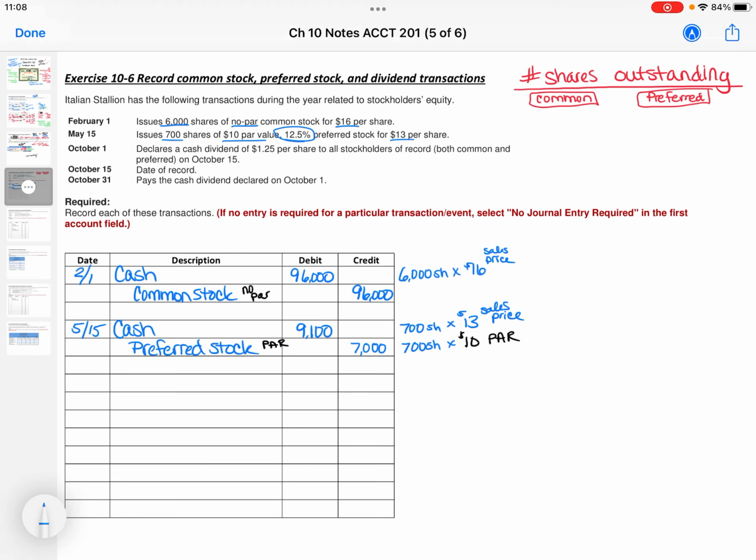Okay, so we're off, right? Our journal entry is not correct. That's because we've got a difference of $3. That is the rest. And that will go to that PIC account.